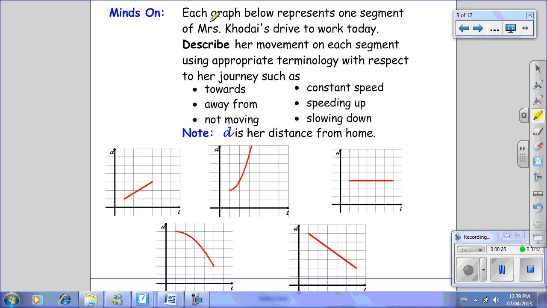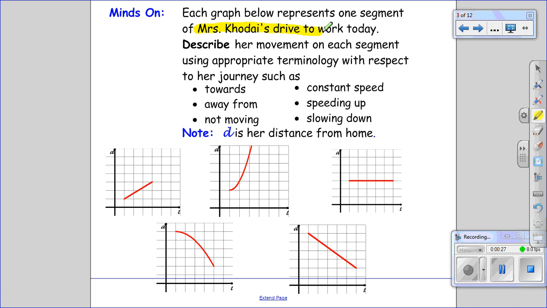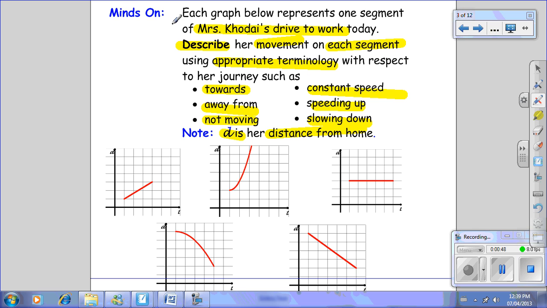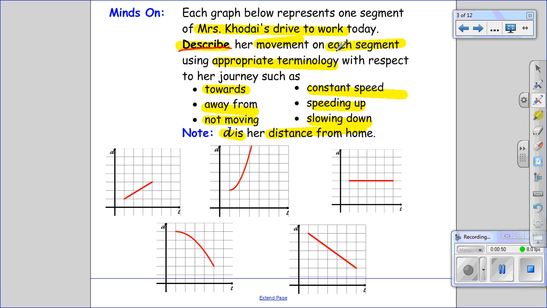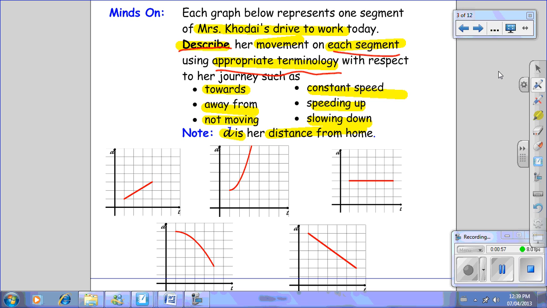So let's highlight the important information. It's Mrs. Kadai's drive to work. We need to describe her movement on each segment. We have to use appropriate terminology: towards, away from, not moving, constant speed, speeding up, slowing down, and D is distance from home. So what am I looking for here? I need to describe the movement on each segment with appropriate terminology. Okay, so let's take a look at what we have.